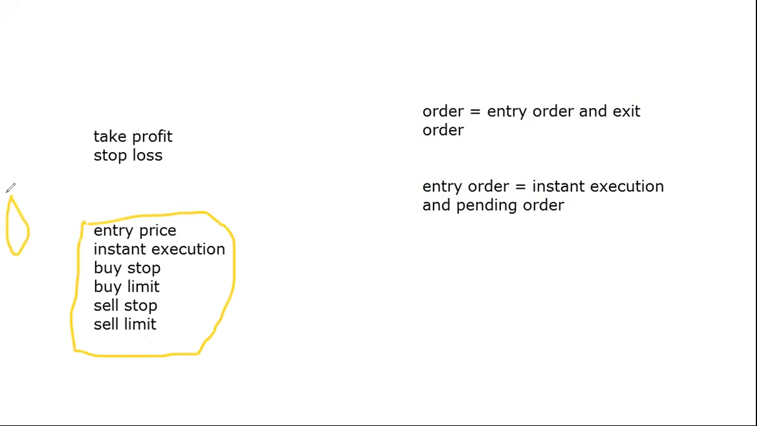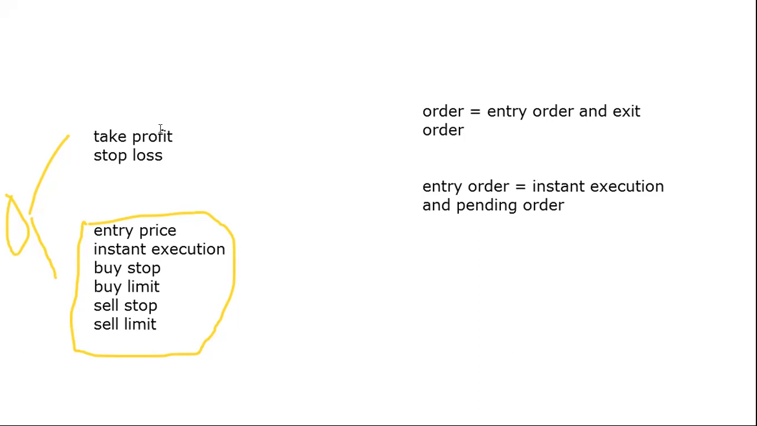So order itself is exit and entry. Take profit is an exit order, stop loss is an exit order. Take profit is an order given to the broker to close your trade with a determined profit. Stop loss is an order given to the broker to close your trade with a determined loss. Of course, we don't win all the trades. We win some, we lose some. The only thing we try to do is to manage our risks in such a way that our wins would be more than our losses.